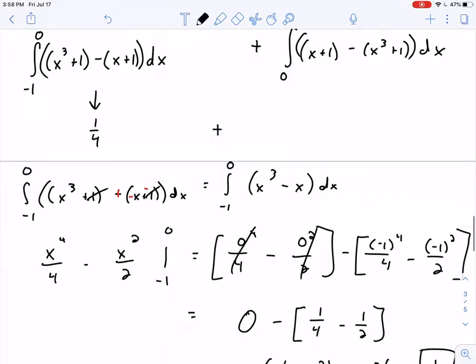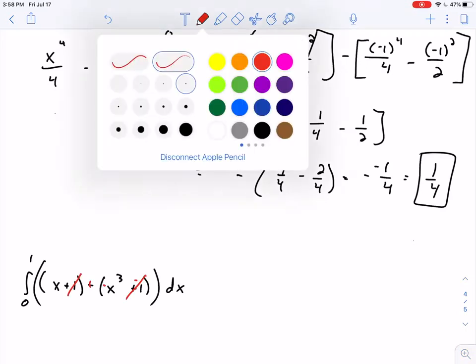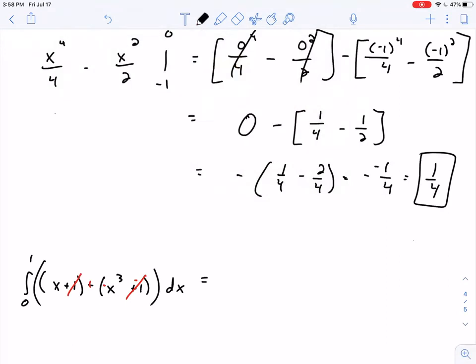So let's scroll down so that we have enough room. This time I'm going to integrate from 0 to 1. We said our upper curve this time was x plus 1 minus x cubed plus 1 dx. Again, make sure you're using parentheses here because I want to make sure to take this minus sign and distribute that to each term. Because that's what tells me 1 plus -1, those two will cancel. So this time I'm left with the definite integral from 0 to 1. I've got x minus x cubed dx.